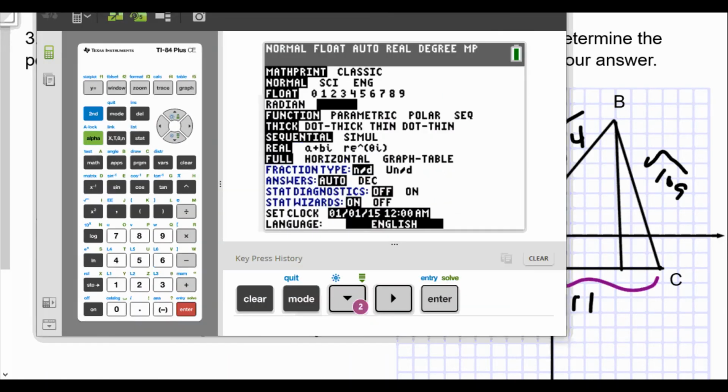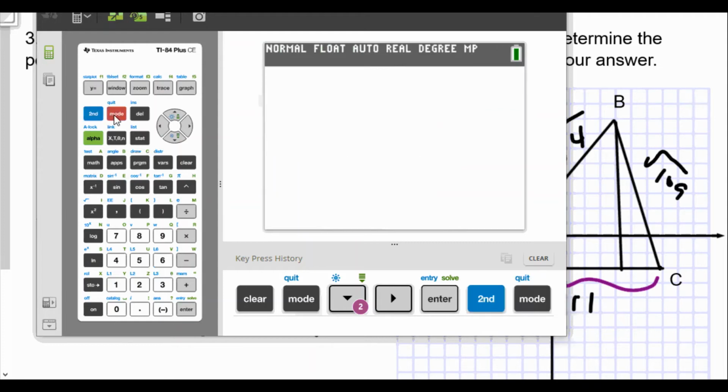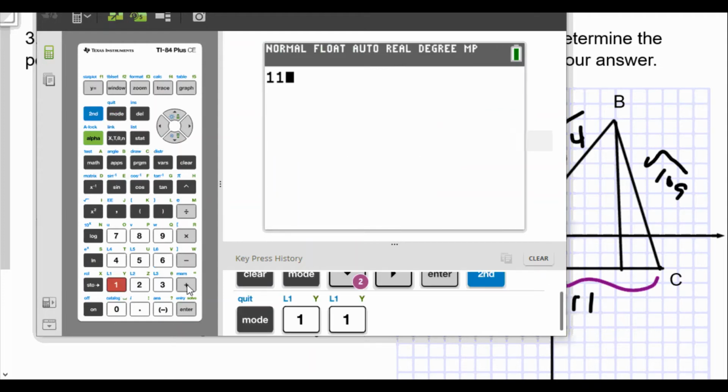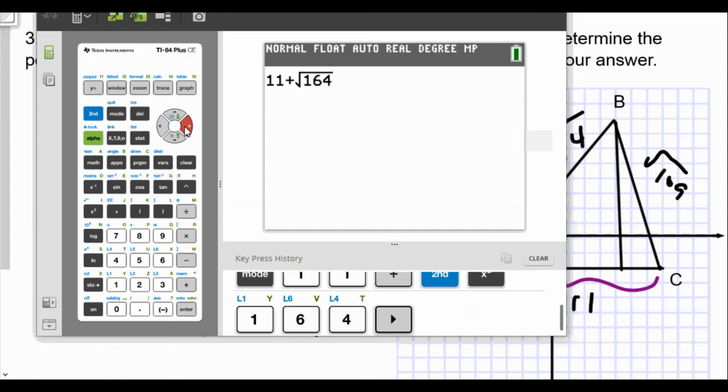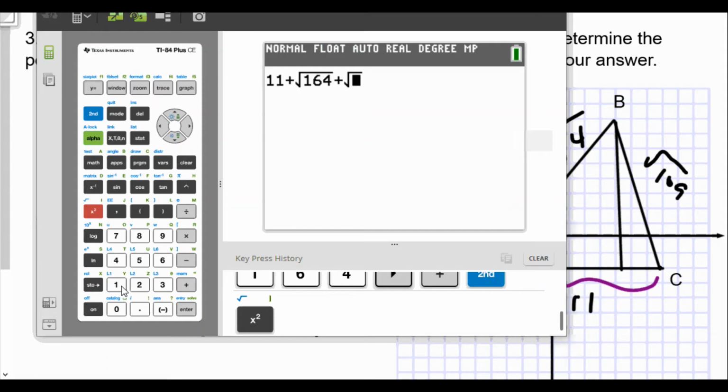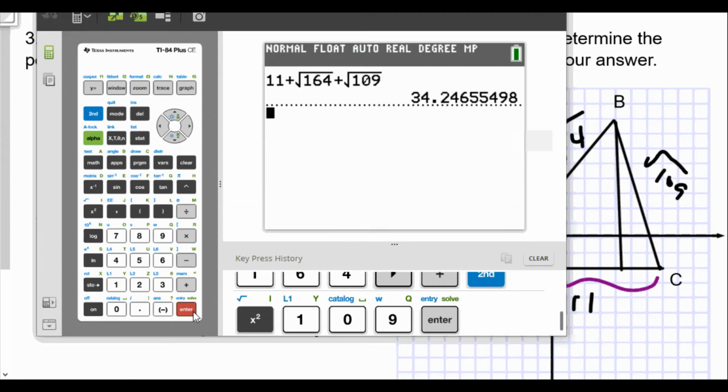Here we go. Now we're going to add. Make sure we're in regular mode. So we have 11 plus the square root of 164, and then we'll move this over, and now we'll add the square root of 109. By using the calculator, we'll find the sum of all this will be 34.246. So we get 34.2465.